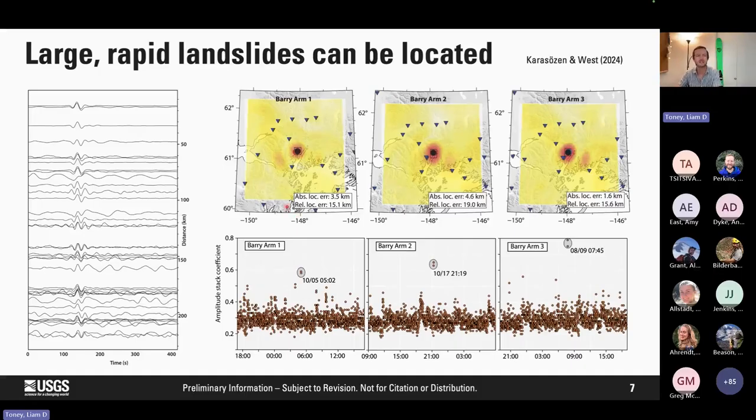And I just wanted to highlight this algorithm because it's really cool, and it's helping us understand just how many large rapid landslides are occurring in Alaska that otherwise might go unnoticed for weeks or months until someone sees satellite imagery or a pilot flies overhead.